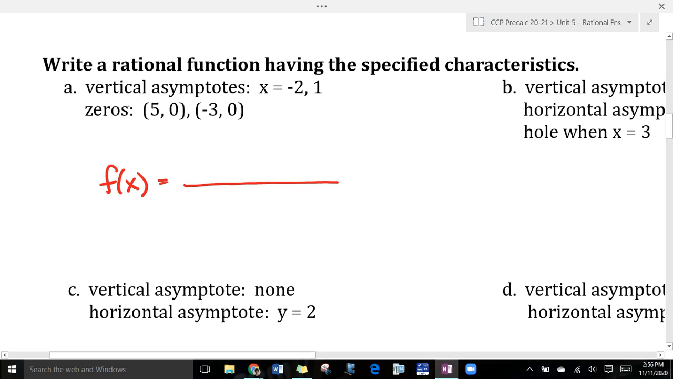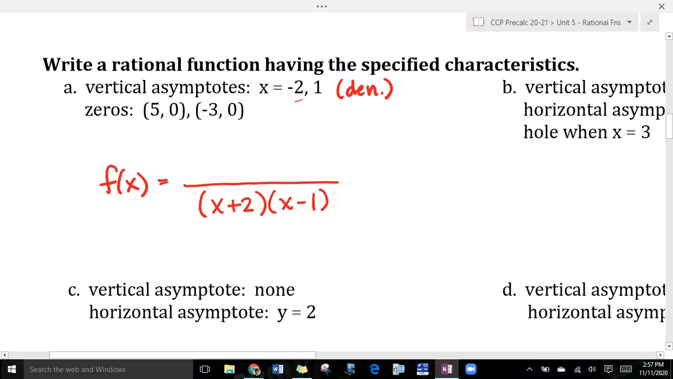So we have been given two pieces of the function. We have vertical asymptotes and we have zeros. Now remember, vertical asymptotes come from the denominator factors. So if there's an asymptote at x equals negative 2, that means there was a factor in the denominator that had negative 2 as a solution. So how about an x plus 2 in the denominator? Same thing with the 1. If there's a vertical asymptote at 1, that means there was a factor in the denominator that must have been x minus 1. Okay, so we can take care of the vertical asymptotes.